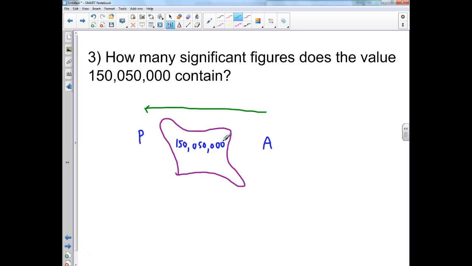So I don't count this, that's a 0. I don't count this, that's a 0. Don't count this, that's a 0, that's a 0. Here we go, the first one that's not a 0. So I count that and every remaining digit until I get to the end. And how many did I count? 1, 2, 3, 4, 5. 5 sig figs. Hooray! Gotta give some eyebrows. Okay, let's try one more.